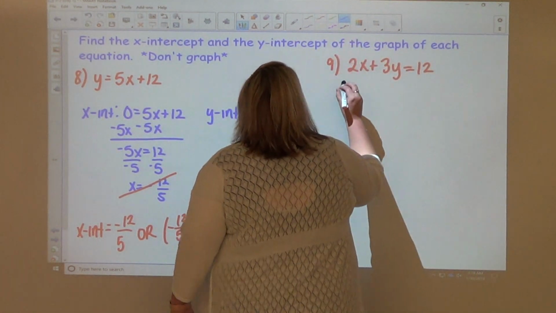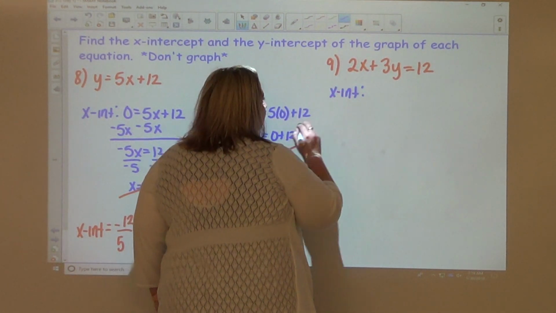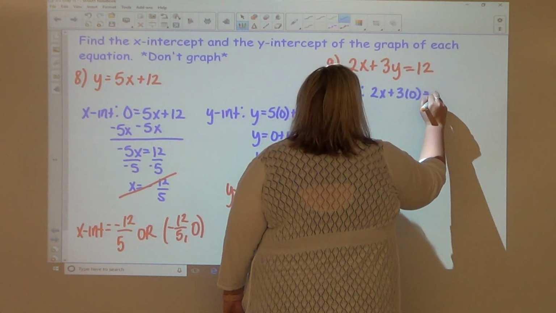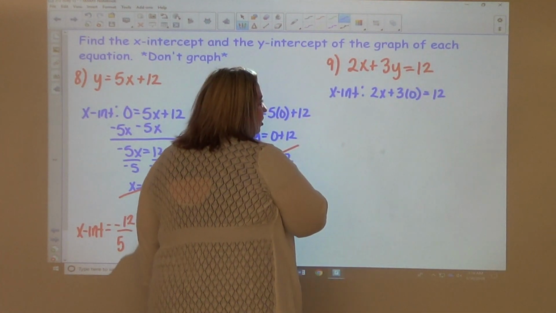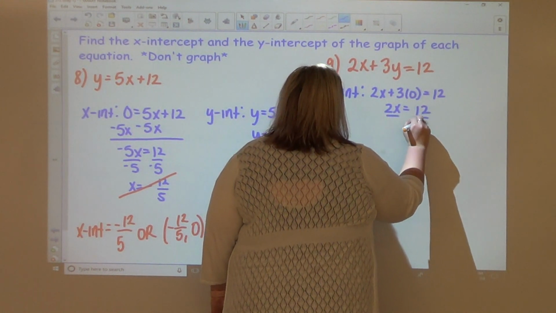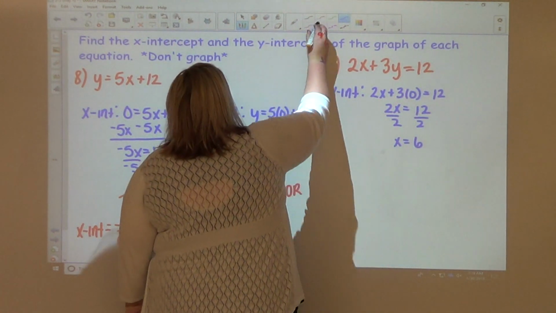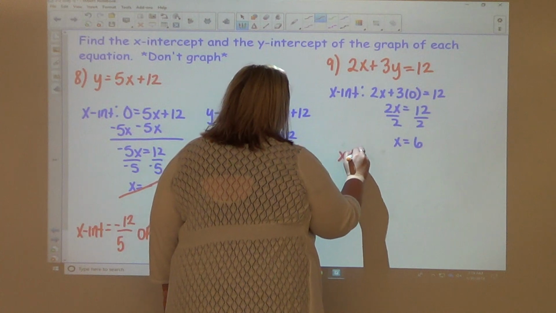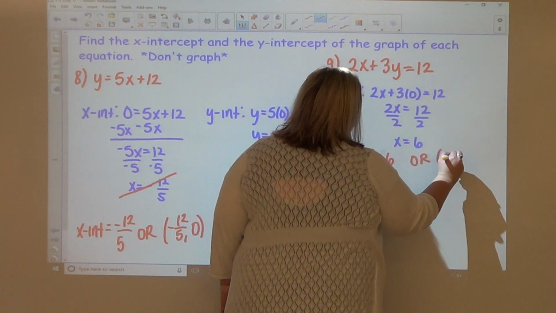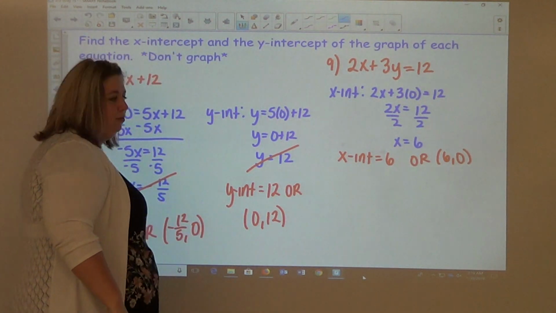Okay, so if I want to find the x-intercept, I'm going to put 0 in for y and solve. So I'd have 2x plus 3 times 0 equals 12. Well, 3 times 0 is 0, so this would be 2x equals 12. Divide both sides by 2. I get x equals 6. Okay, but we can't write it like that, so your options are to write x-intercept equals 6, or you can write it as a point, which would be (6, 0).